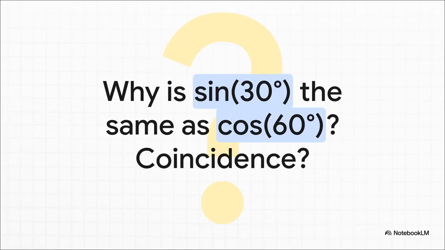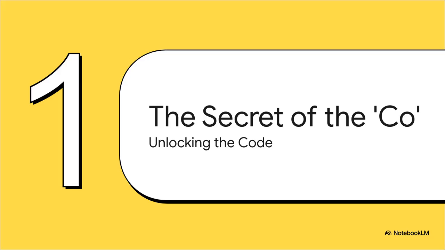Have you ever stopped to wonder about this? Why is the sine of 30 degrees the exact same number as the cosine of 60 degrees? Or why sine of 75 degrees is the same as cos of 15 degrees? It feels kind of random, like a weird coincidence we're all just supposed to memorize. But trust me, it's not a coincidence at all. It's a system. The entire secret is hiding in that little two-letter prefix, co.